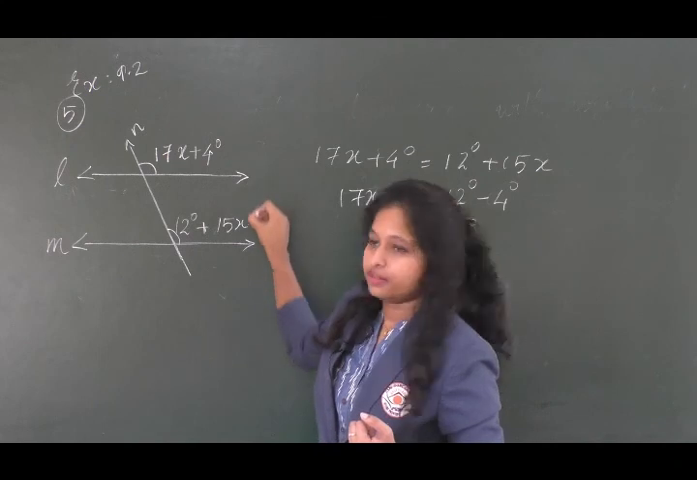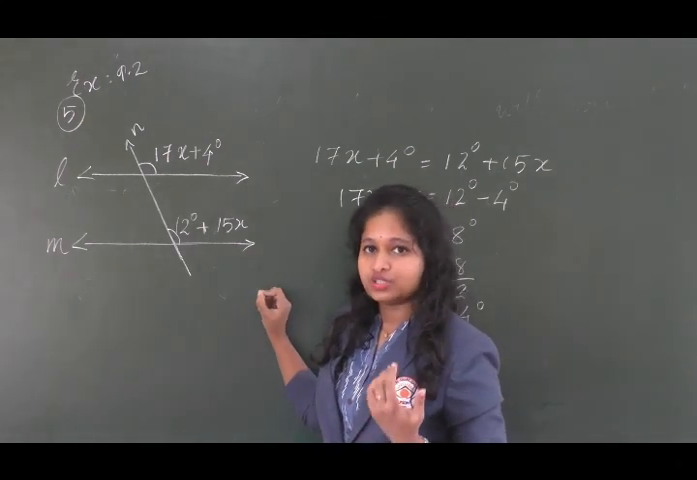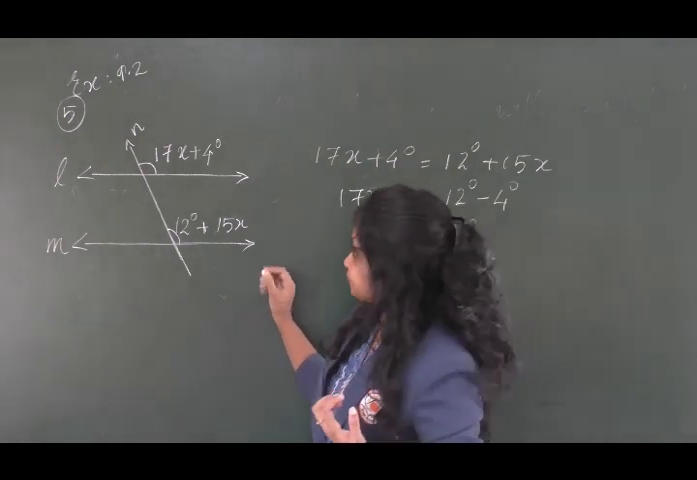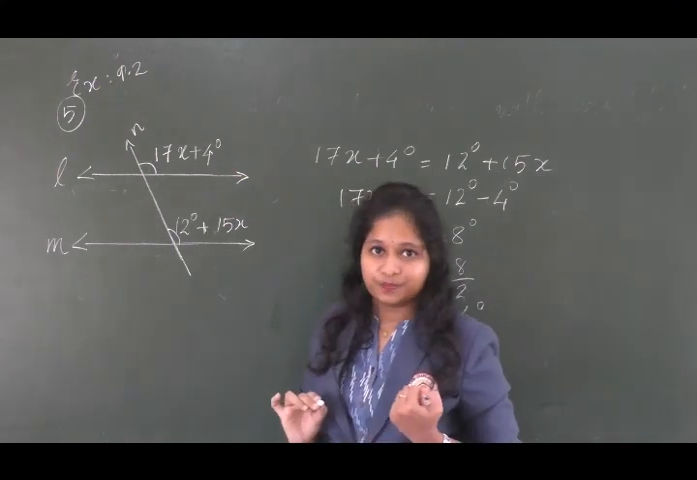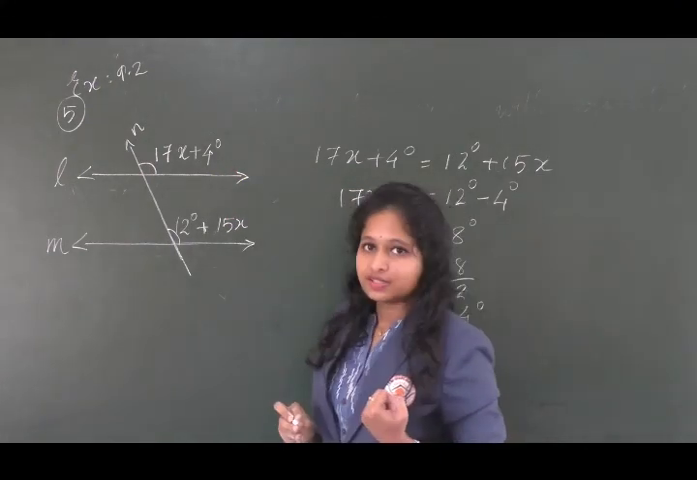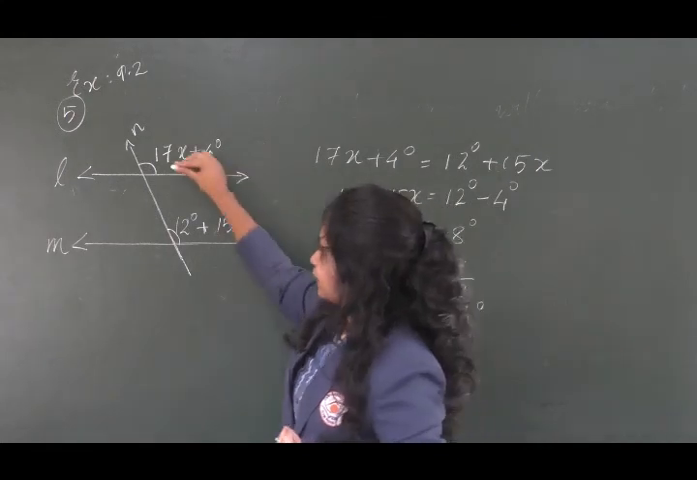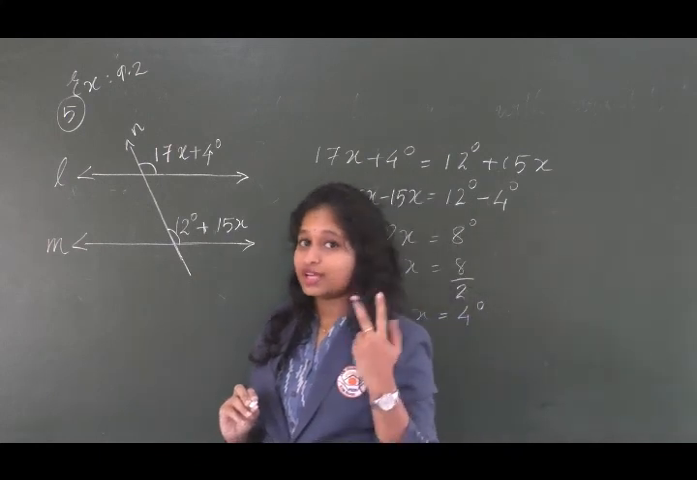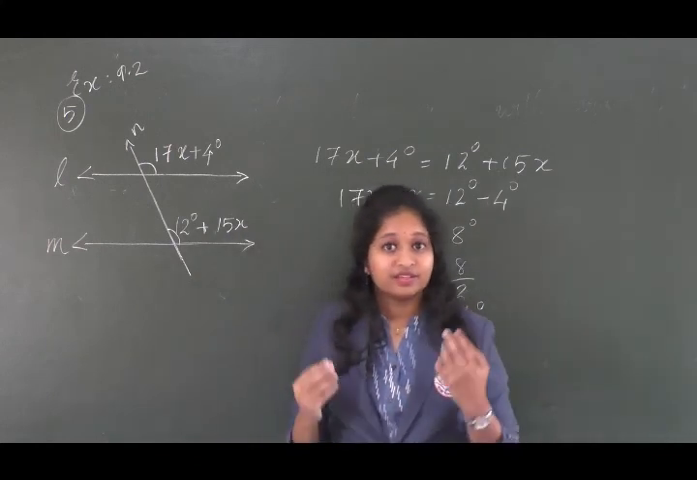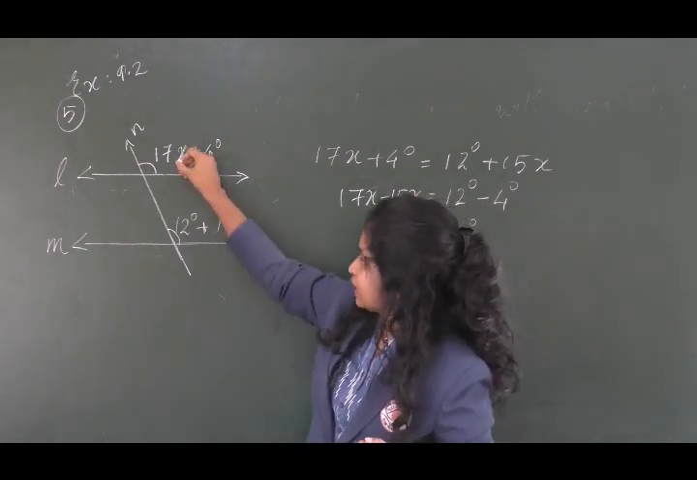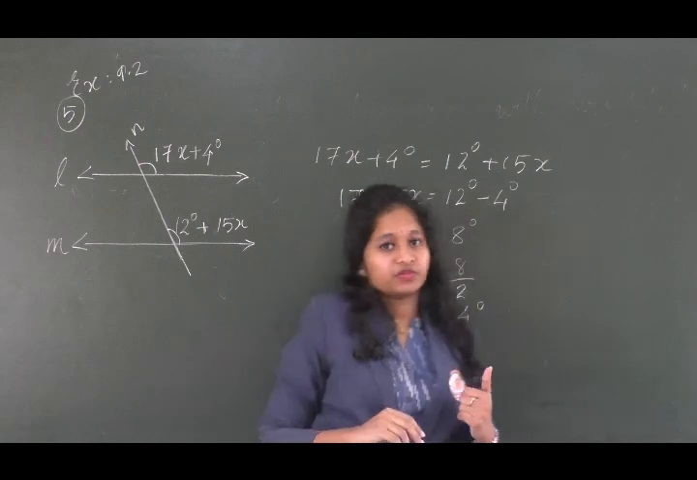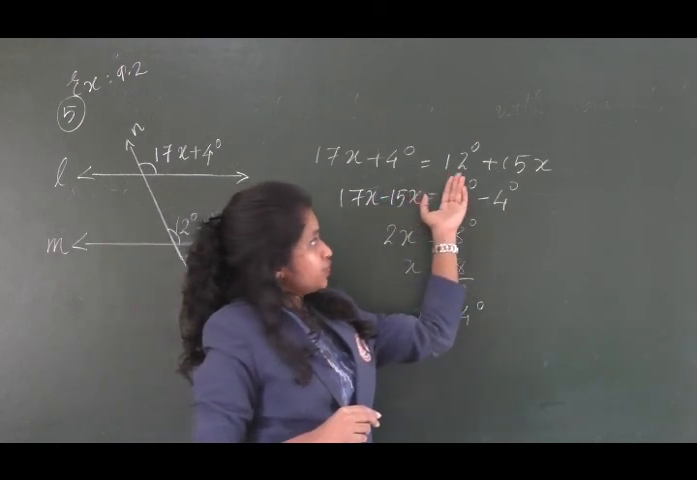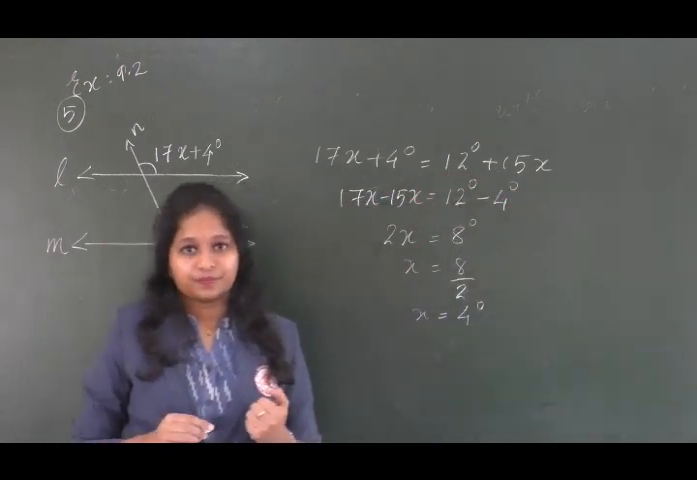Here there are two lines L and M which are parallel. Okay, it is given. Now we have to find the value of x here. Since both of these lines are parallel, what are these? They are corresponding angles. If two lines are parallel, then corresponding angles are equal. So this angle and this angle are equal. So we can write 17x plus 4 degrees is equal to 12 degrees plus 15x.